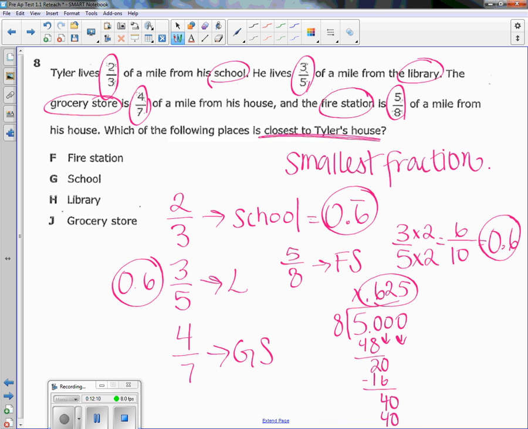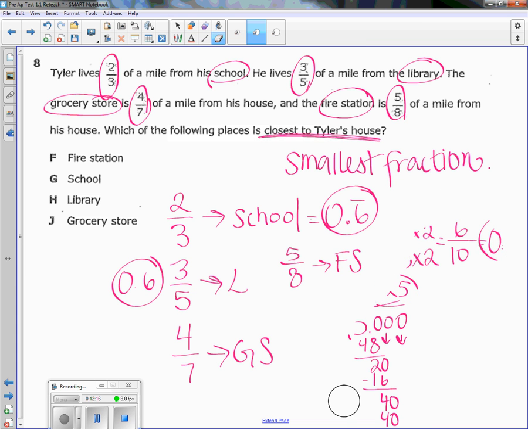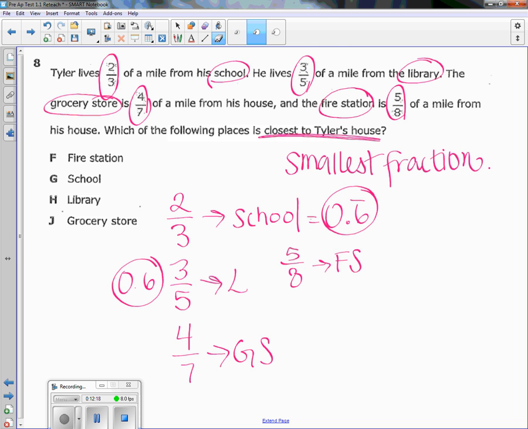Now the last one that I have to do is our 4/7. Again, I'm going to erase to give me some room. So 4 divided by 7. 7 can't go into 4. 7 can go into 40 5 times. 5 times 7 is 35. I get 5. Now I can keep going.